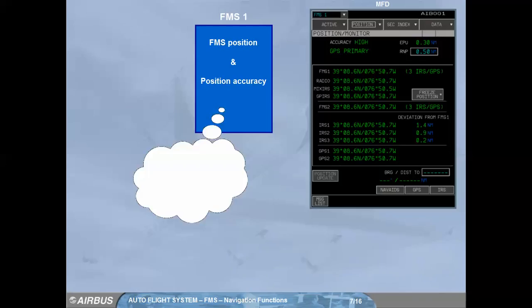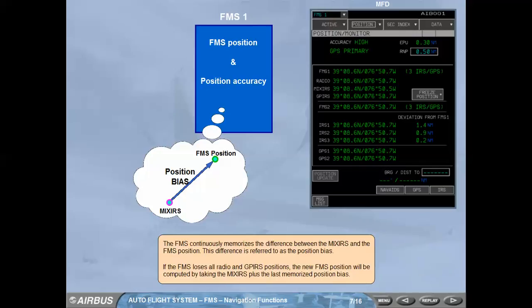The FMS continuously memorizes the difference between the mix IRS and the FMS position. This difference is referred to as the position bias. If the FMS loses its radio and GPIRS positions, the new FMS position will be computed by taking the mix IRS plus the last memorized position bias.